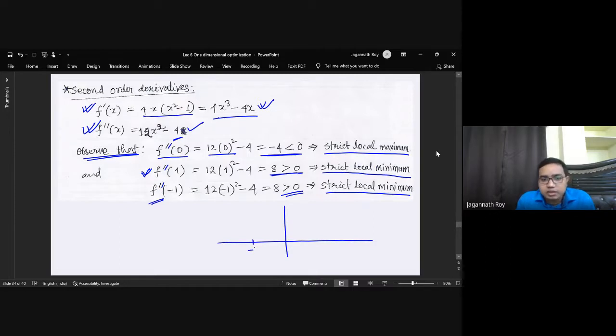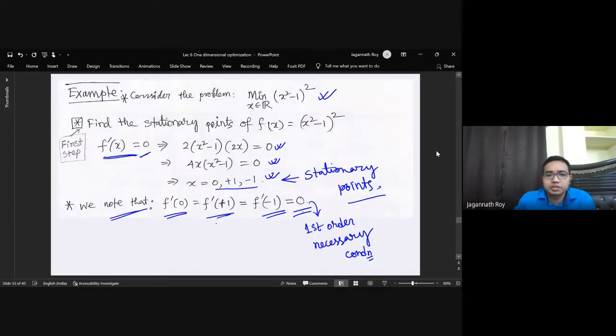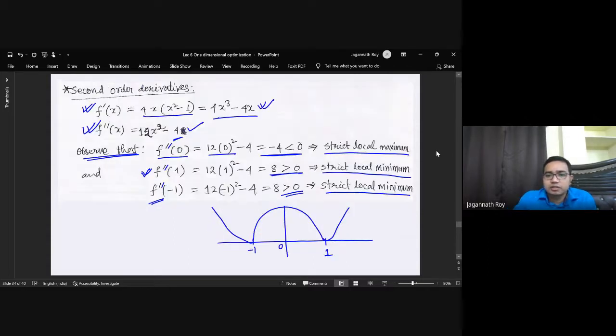So at minus 1 it is a minimum, and at plus 1 it is also a minimum. And 0 is actually a maximum, so it will look like this form, and after that it will go like this. So initially what we had assumed, that it would look like this, is not correct. It is actually of this form.